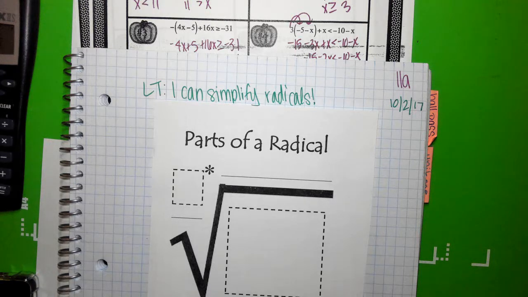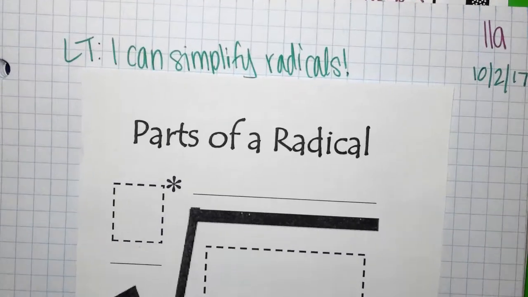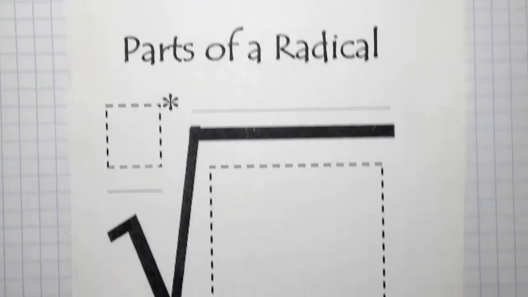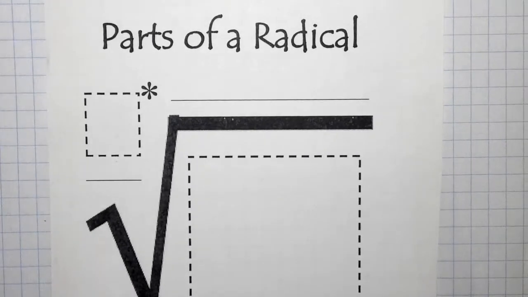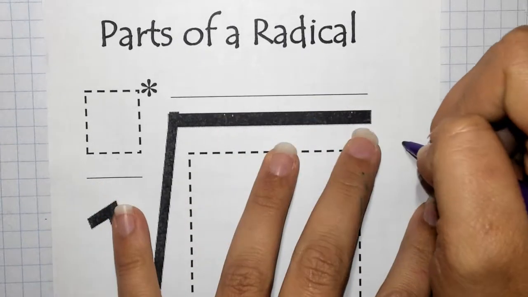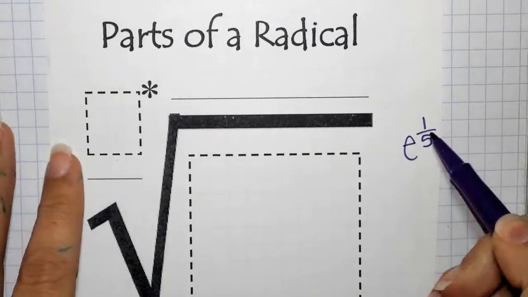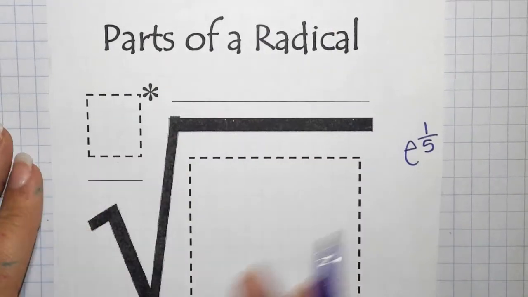Today, I can simplify radicals. That's what we're going to learn to do after we identify the parts of a radical. Now, we have talked about what goes where in a radical when we have a fraction as an exponent. So if I gave you e to the 1/5 power, we would turn that into a radical and we would put it here.